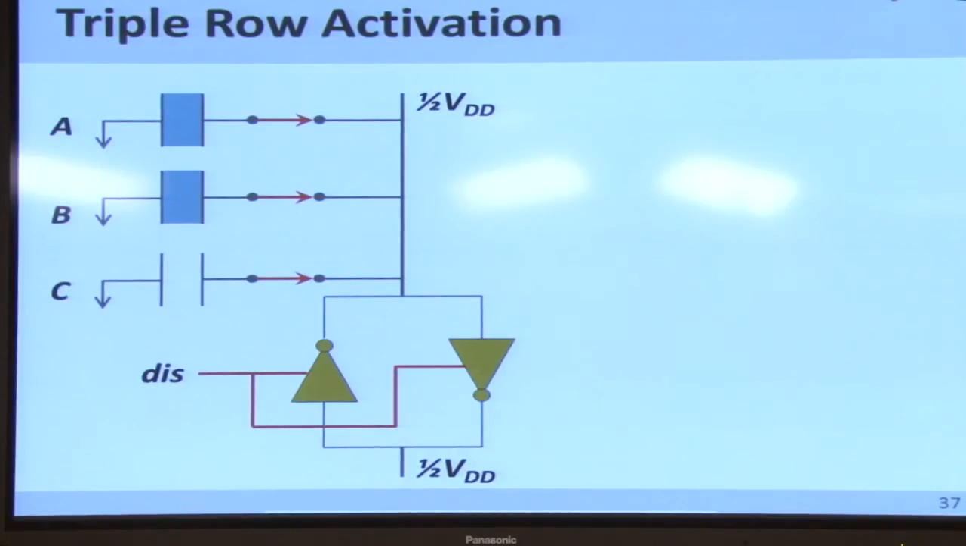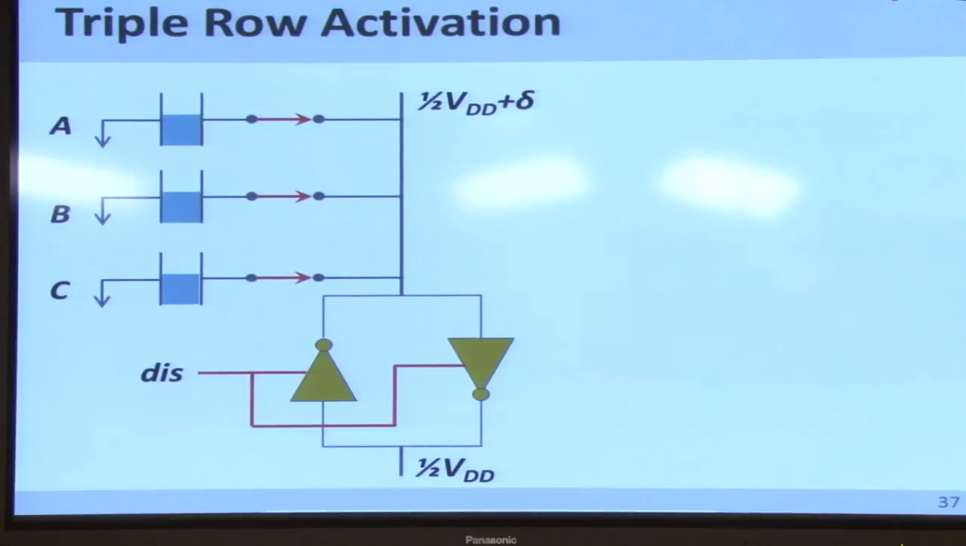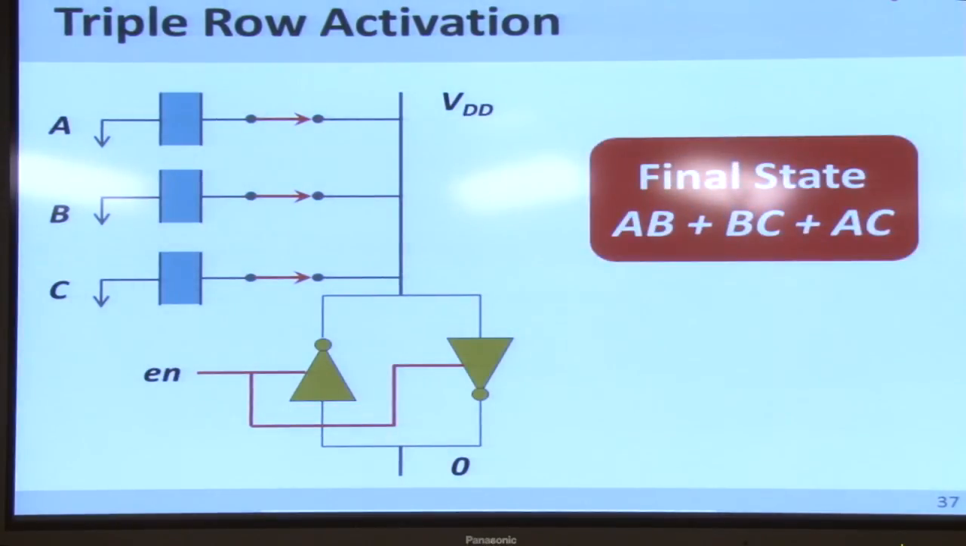If at least 2 cells are fully charged, the deviation on the bit line is going to be positive, plus delta. On the other hand, if at most 1 cell was fully charged, the deviation on the bit line is going to be negative, minus delta. In this case the deviation is positive, so the cell is going to get fully charged at the end of the operation. The final state is the majority function. If you have 3 cells, it's AB plus BC plus AC.